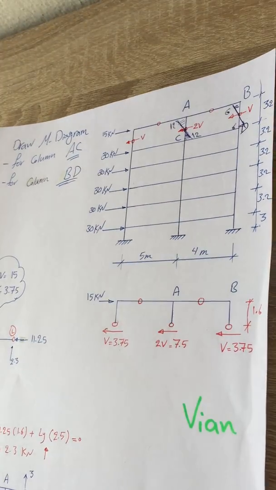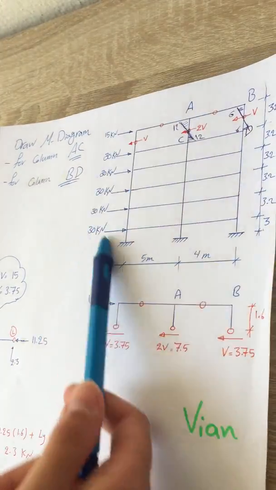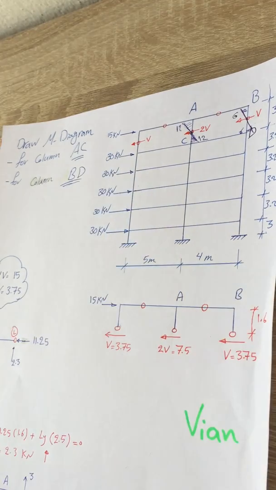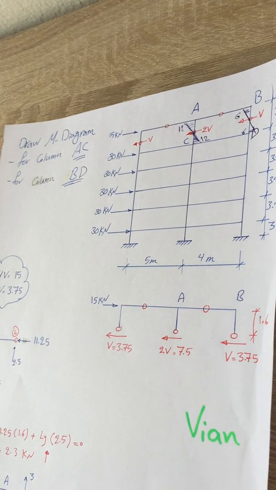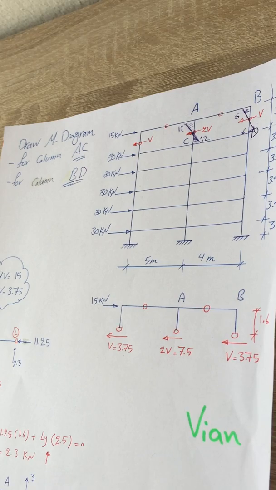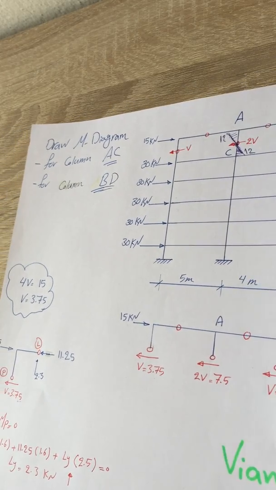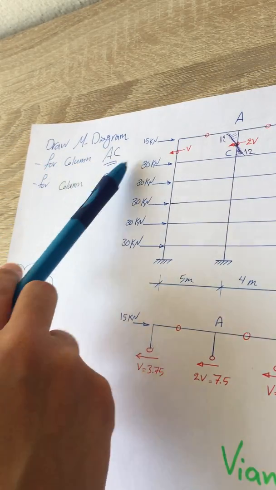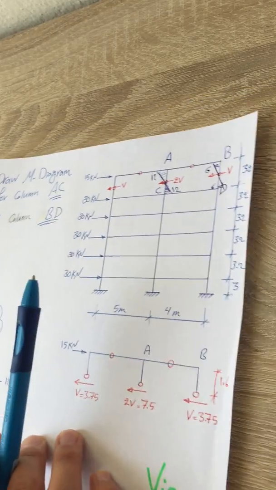First example is gonna be about the portal method. As you can see, we have this multi-story building with lateral loads, or you can say wind loads. It requires me to find the moment diagram for column AC and AD.